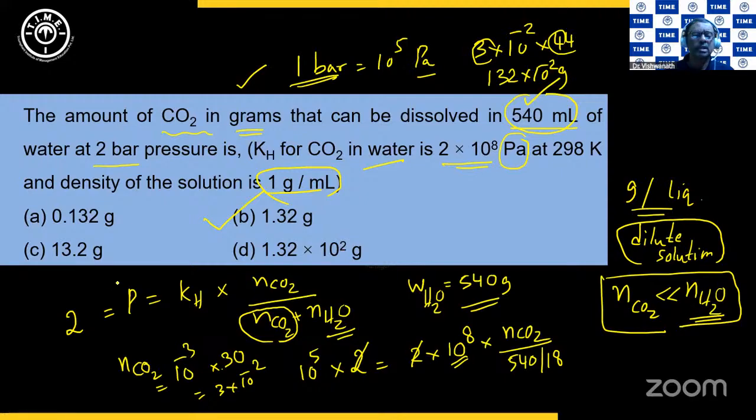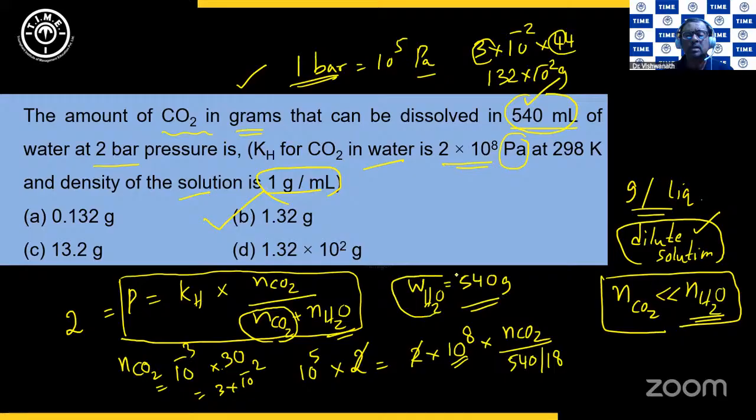I hope you have followed this. So this is the key equation for us, the Henry's law. And then we said it is a dilute solution, and therefore the density of the solution and the density of water is the same. So water will have 540 grams because we have 540 ml of water. And 540 grams of water will give you how many moles of water? 540 divided by 18, right? And then we said that nCO2 is much smaller compared to n of H2O, so that it can be ignored in the denominator, right? And that is how we got this as the grams of CO2 that have dissolved in 540 ml of water at 2 bar pressure. I hope this is clear.